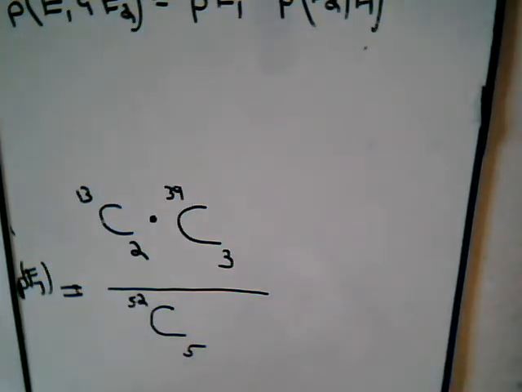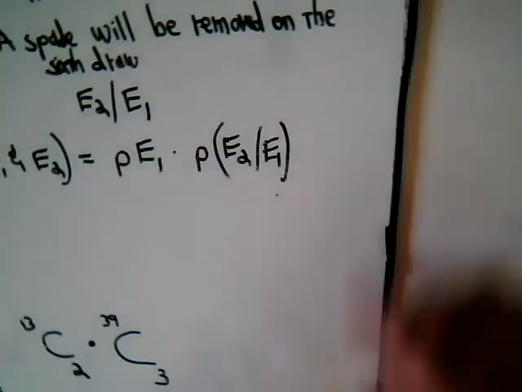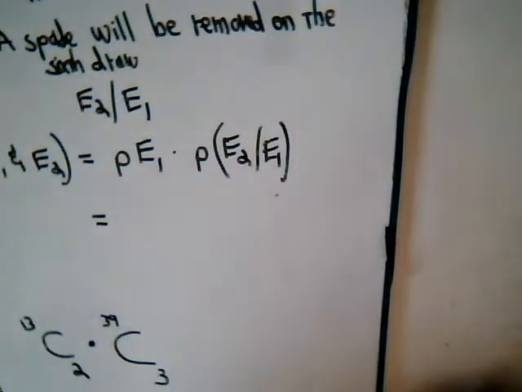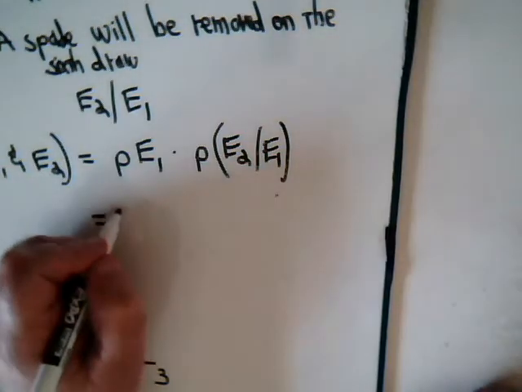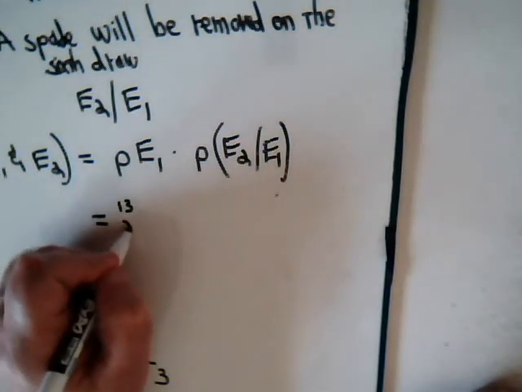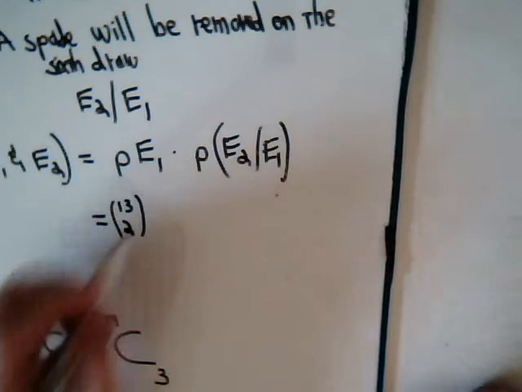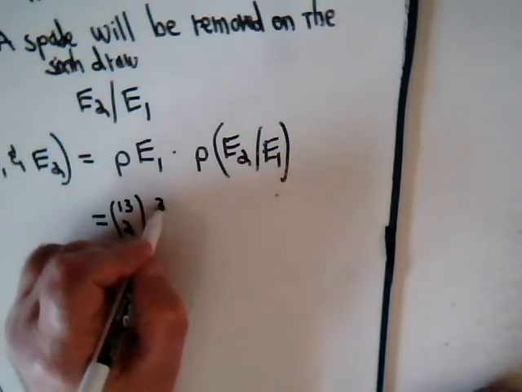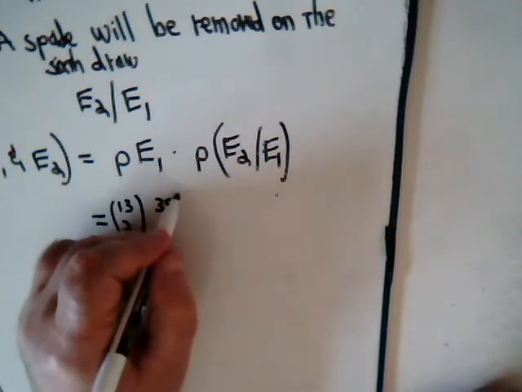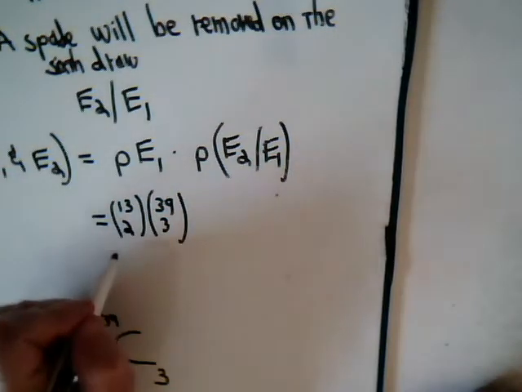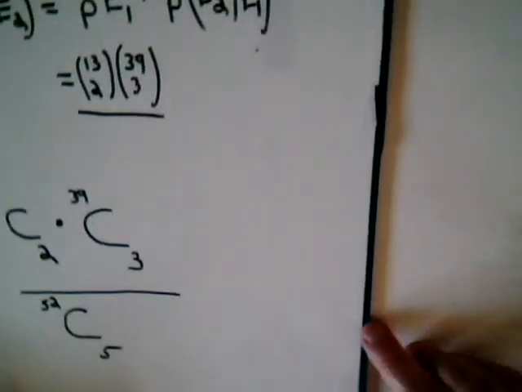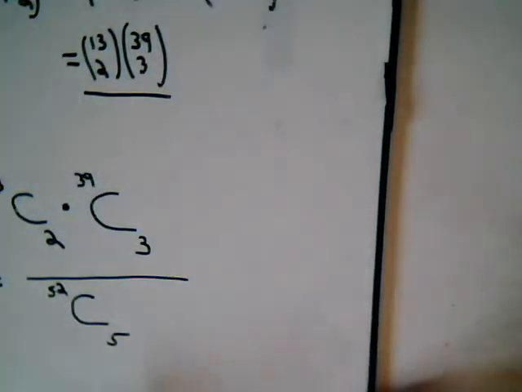So this is equal to this binomial coefficient, 13 choose 2, times this binomial coefficient, 39 choose 3, divided by this coefficient, 52 choose 5.